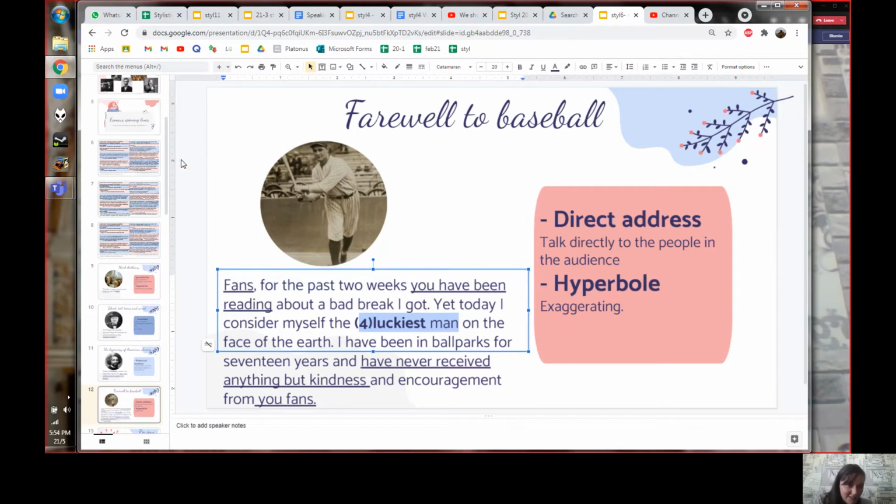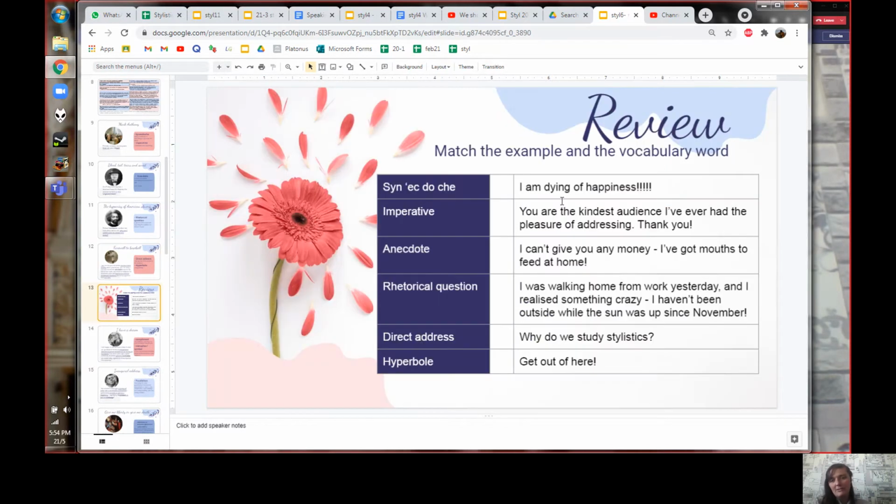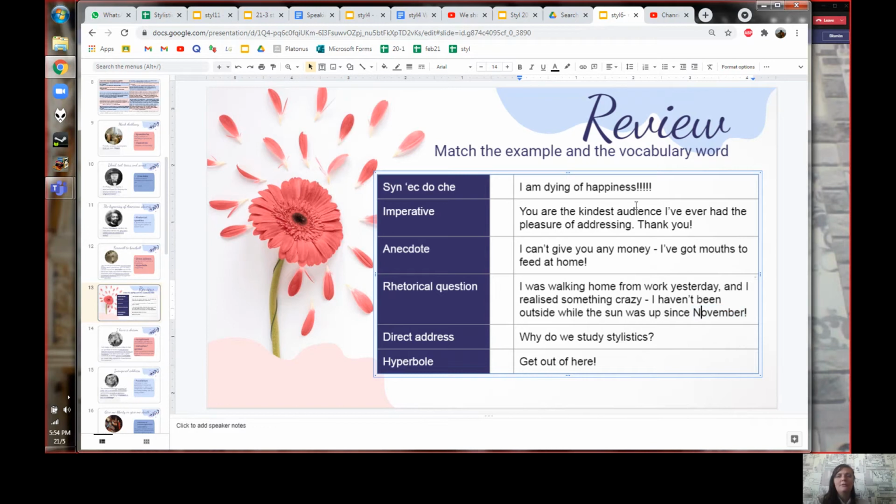All right, so let's review these first words that we have looked at. Here you can see our vocabulary words, and here are some examples. I'd like you to pause the video, please, and try and match the words here together with the examples on the right. We'll do a 1 minute pause.